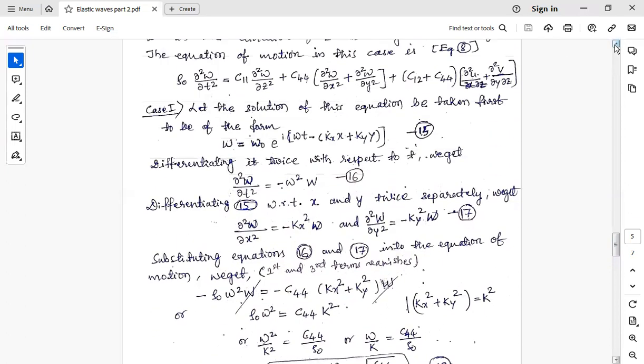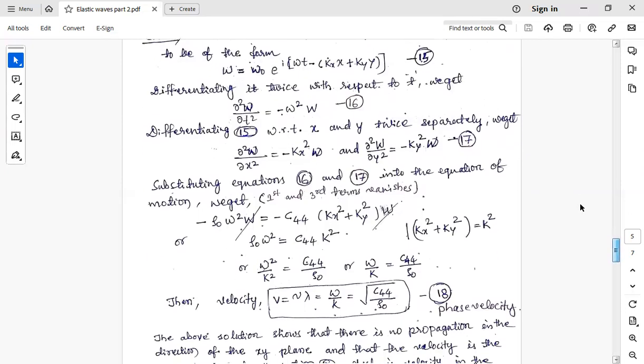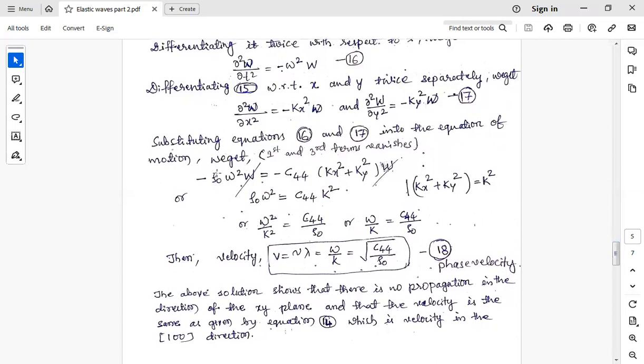LHS is this one, rho naught dou square w by dou t square. Dou square w by dou t square value is minus omega square w, so that we have to substitute. We have substituted. So LHS becomes, means the wave equation becomes like this, minus rho naught omega square w is equal to minus C44 into kx square plus ky square into w. And this is important.